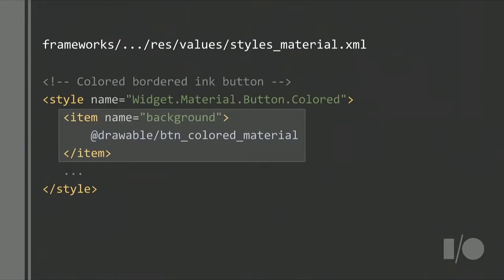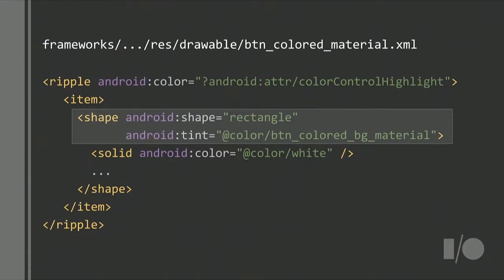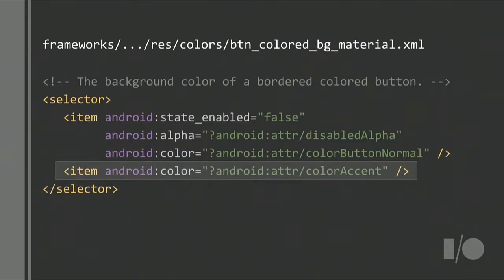One example of how to implement this: for the colored button that we just showed, we have a background that points to a drawable. In that drawable, which is just a ripple wrapping a rounded rect shape, we actually don't use PNGs anymore. We have a tint, and that tint points to a color state list. And that color state list has an enabled and a disabled state. The enabled state points to color accent. So when you see that colored button, the default color is going to be color accent tint on a white-shaped drawable wrapped with a ripple.